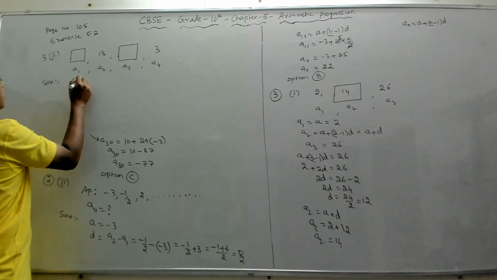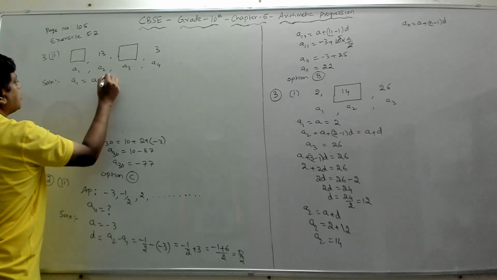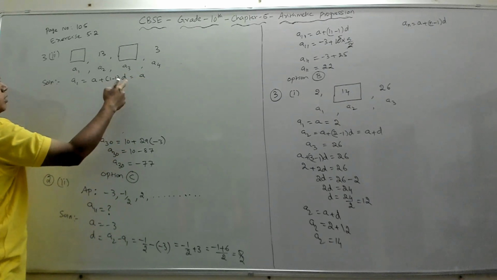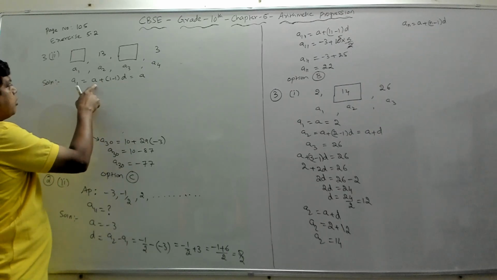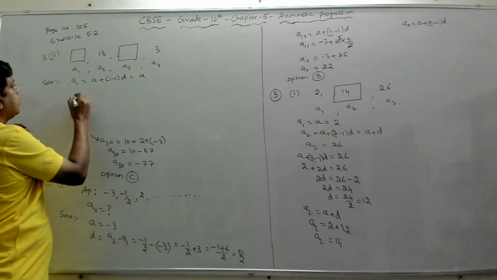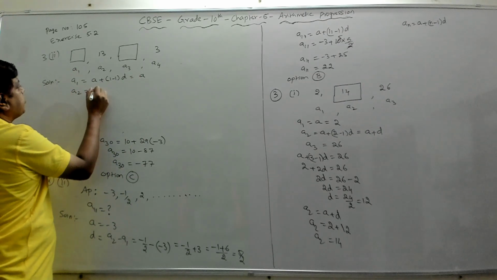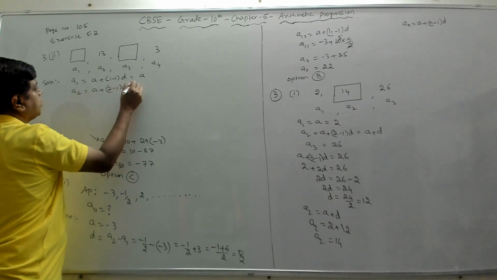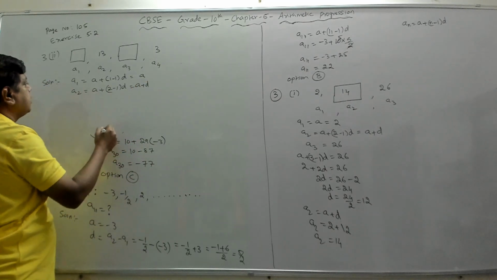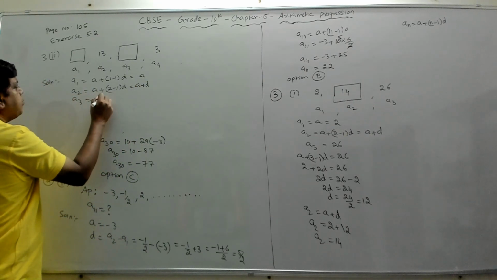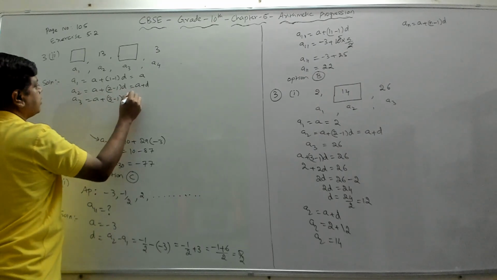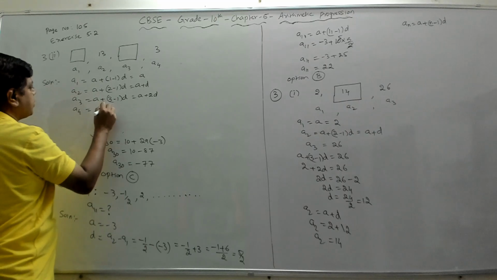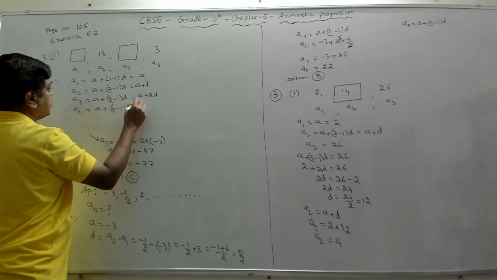What is our A1? A1 is A plus 1 minus 1 into D, which is A, since 1 minus 1 is 0, and 0 into D is 0. So your A1 is the first term, obviously A. Then A2 is A plus 2 minus 1 into D, that is A plus D. And your A3 is A plus 3 minus 1 into D, which is A plus 2D. And your A4 is A plus 4 minus 1 into D, which is A plus 3D.